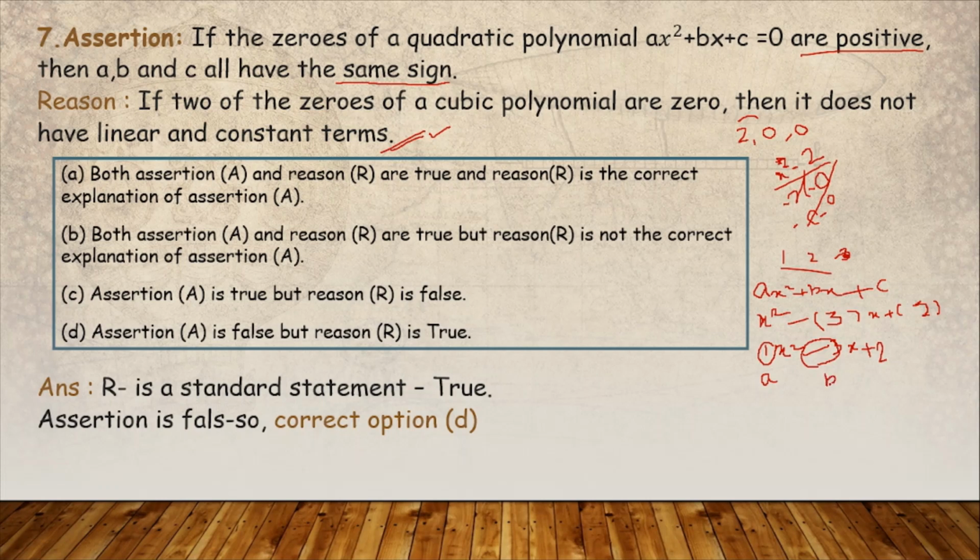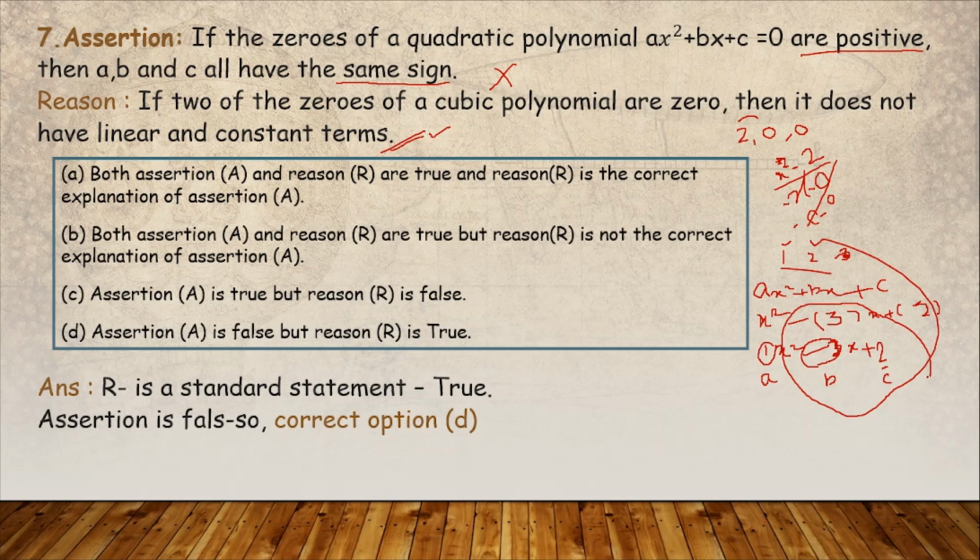This is p, b is minus 3, and this is c. Do all a, b, c have the same sign? No. So the assertion is wrong. When you take only positive numbers and summate them, the coefficient of the middle term becomes 0.